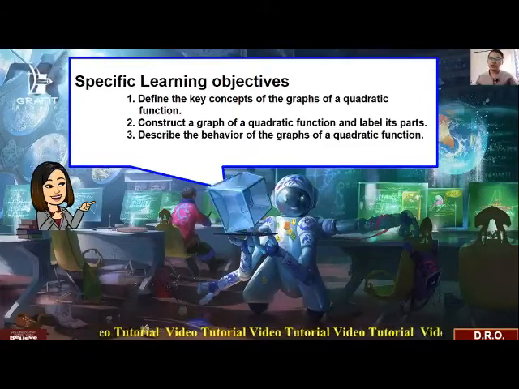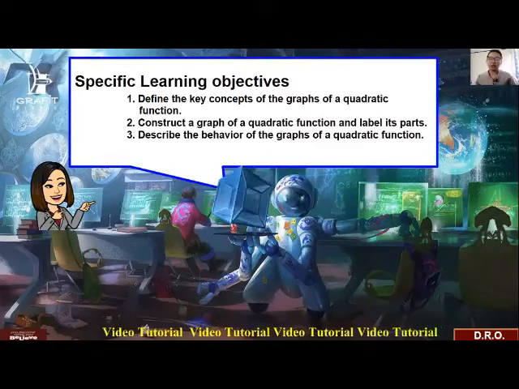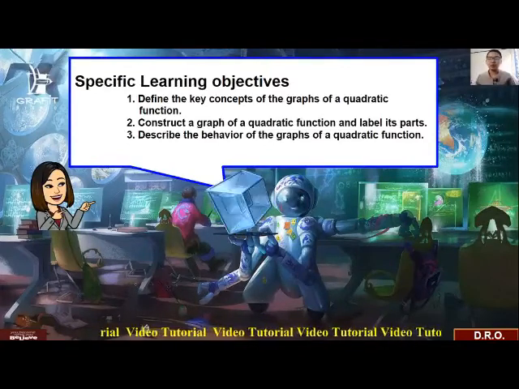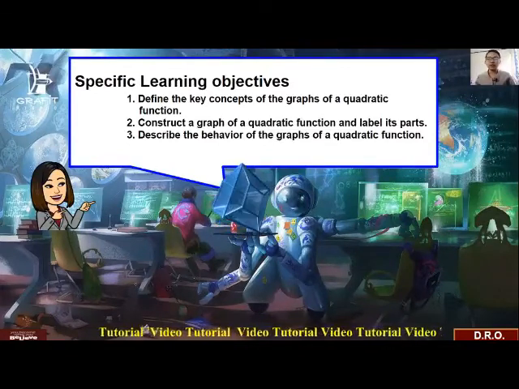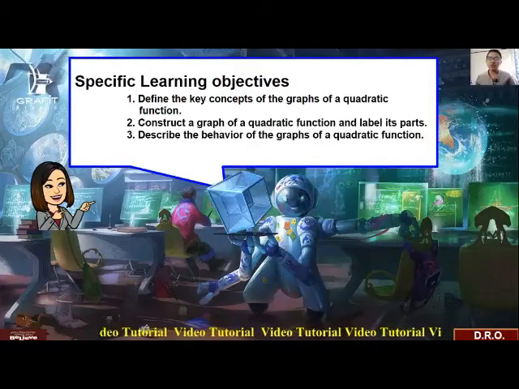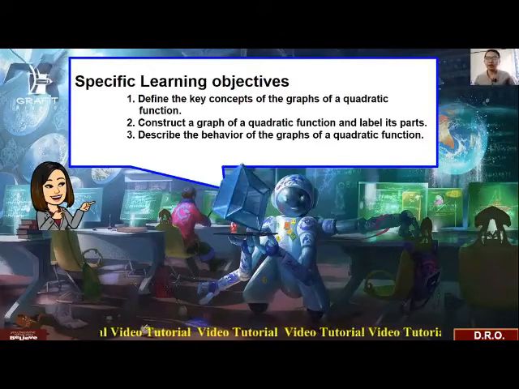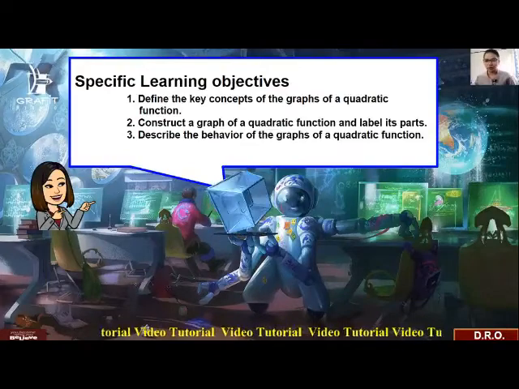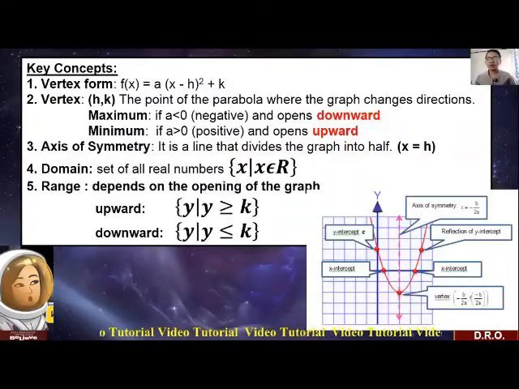Objective number 1, illustrate concepts of the graphs of a quadratic function. Number 2, construct the function and label its parts. And number 3, describe the behavior of the graphs of a quadratic function. So let's start with defining the key concepts. We have 5 key concepts.